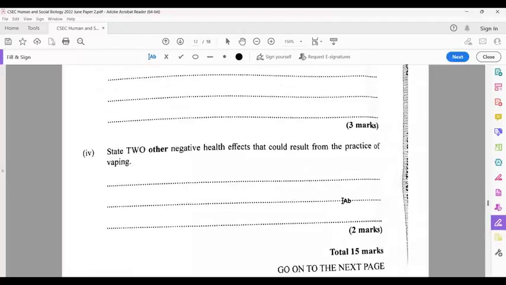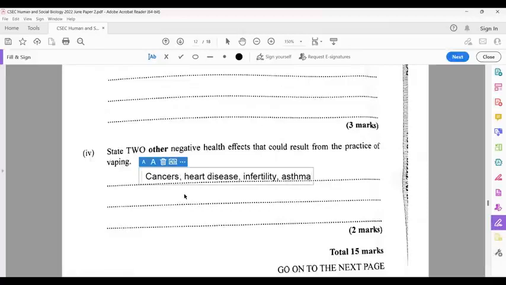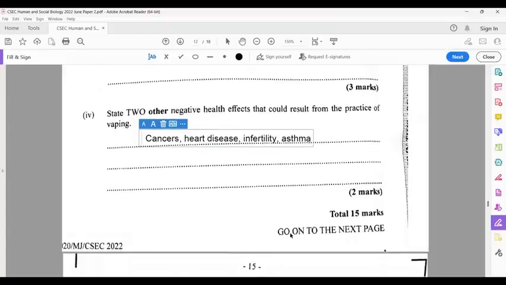State two other negative health effects that could result from the practice of vaping. And I hope anytime persons are thinking about smoking, that you would think about cancers. They are said other than dental. You should think cancer, you should think throat cancer, you should think lung cancer, you should think a lot of cancers. Heart disease, infertility, even something as simple as asthma can be caused, amplified by vaping. And that would be 15 marks for this fourth question.